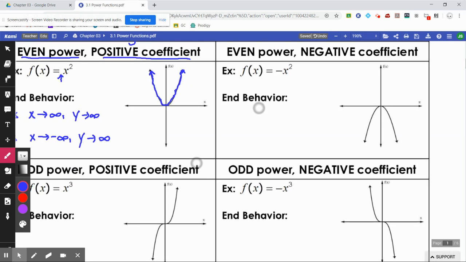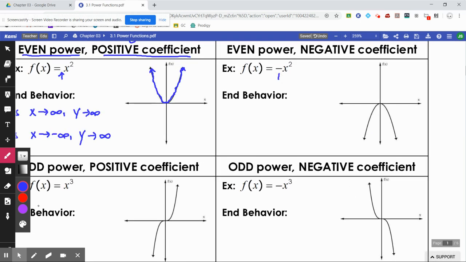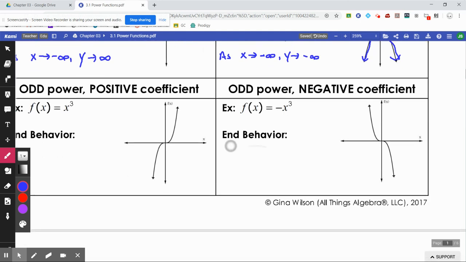Now, what happens when we put a negative in front of it? When our coefficient is negative, we know that this is a vertical flip. It would flip across the x-axis, and our end behavior looks a little bit different. Now, as x approaches infinity, our graph is going down, so y would be approaching negative infinity. And as x approaches negative infinity, or as we go to the left, our graph also goes down, so y would be approaching negative infinity in that direction as well.